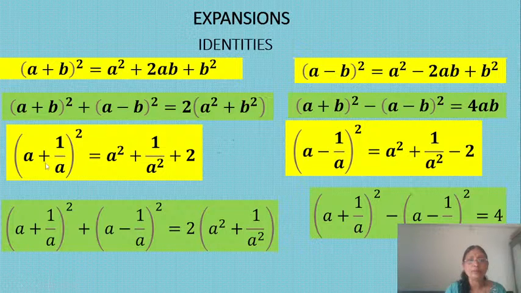Then (a plus 1 upon a) the whole square is a square plus 1 upon a square plus 2. (a minus 1 upon a) the whole square is a square plus 1 upon a square minus 2. Then adding these two identities, (a plus 1 upon a) the whole square plus (a minus 1 upon a) the whole square is equal to 2 in bracket (a square plus 1 upon a square). And (a plus 1 upon a) the whole square minus (a minus 1 upon a) the whole square is equal to 4. So unless you know these identities, you cannot move ahead.